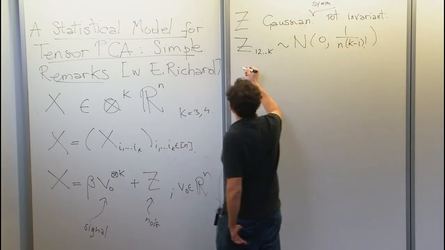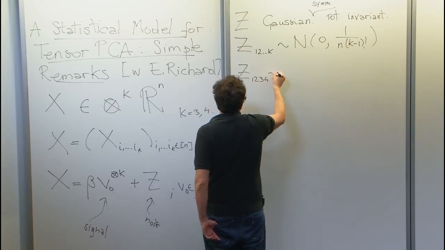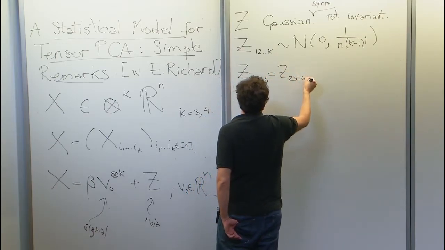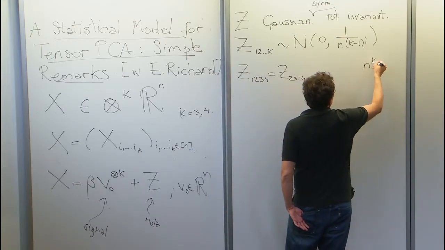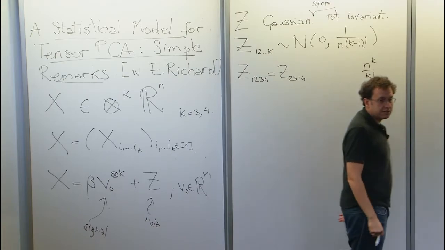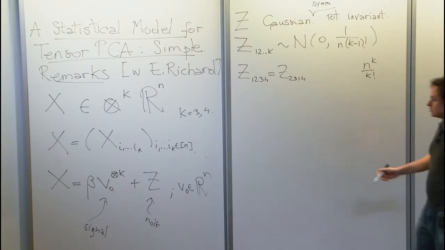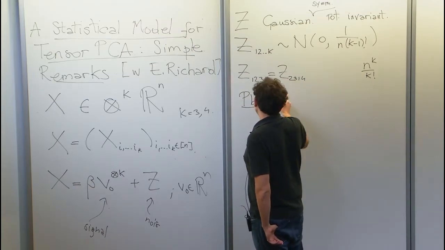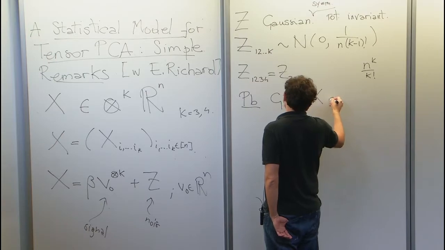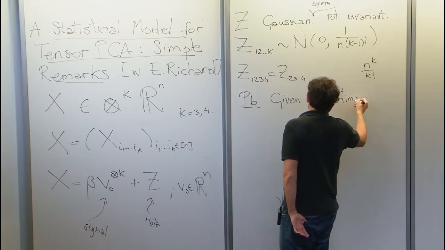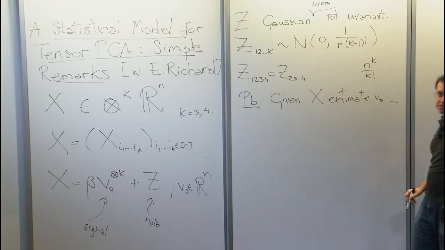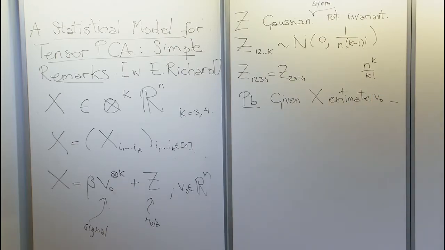What does symmetric mean? It means that z_{1,2,3,4} is equal to z_{2,3,1,4}. So there are basically n to the k choose k, k factorial independent entries, a bit less because there is the diagonal, blah, blah, blah. So is everybody okay with the model? Right? So this finishes the part on a statistical model for tensor PCA. So my problem is, given x, estimate v0. I will not really justify why I'm interested in this problem.